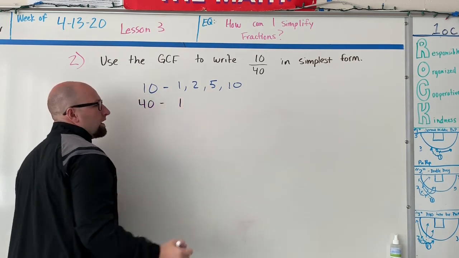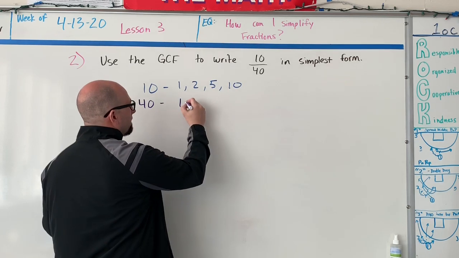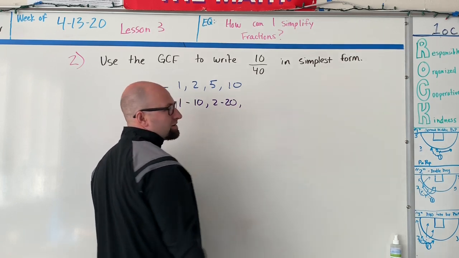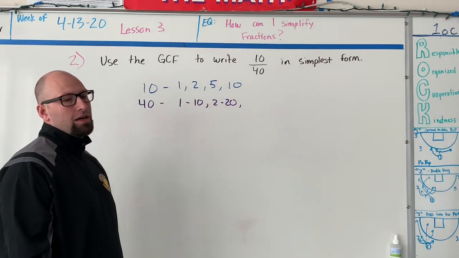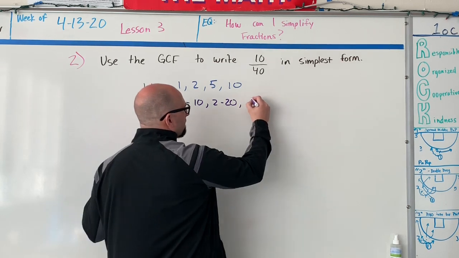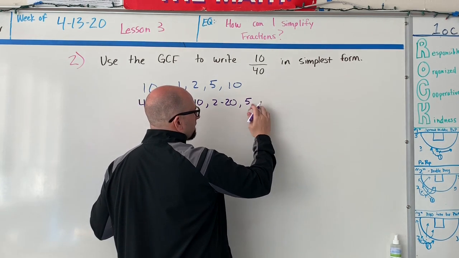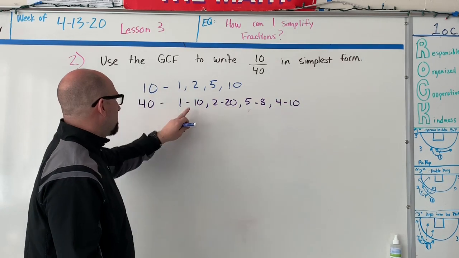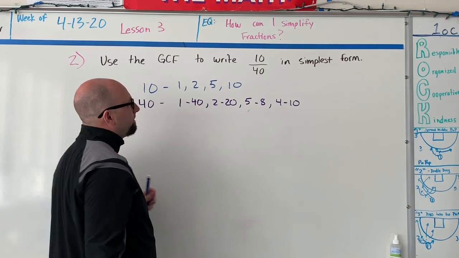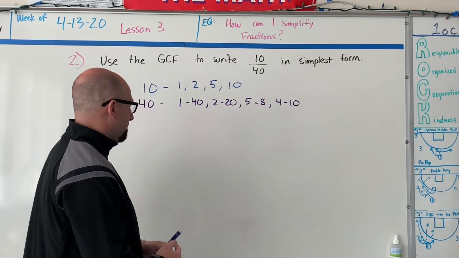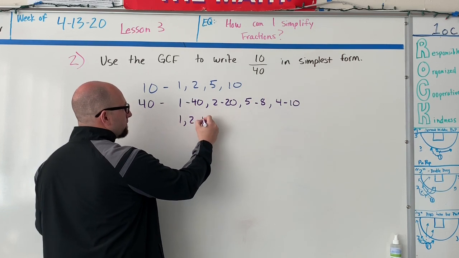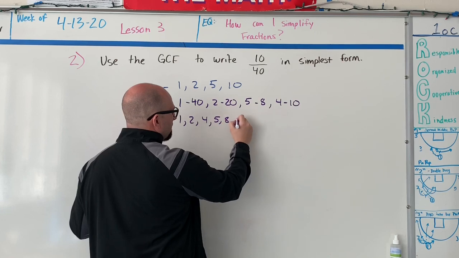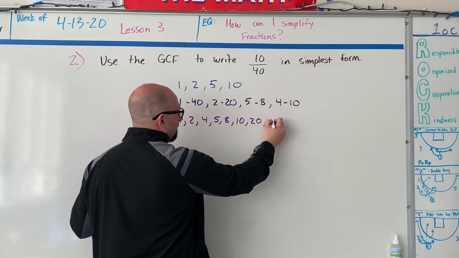and we've got 1 and 40, we've got 2 and 20, we've got, not 3, we've got 4 and 10, and 5 and 8, 5 times 8. Okay? So, if I label those all out, which I will, we'll go 1, 2, 4, 5, 8, 10, 20, 40.